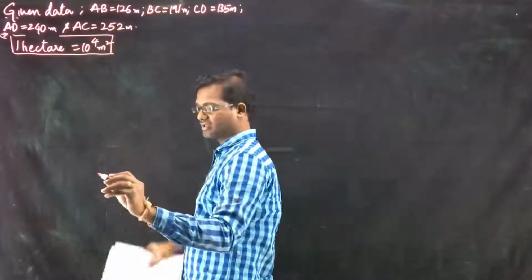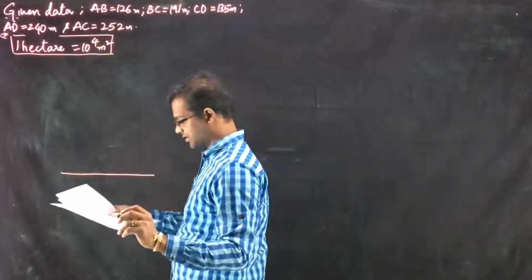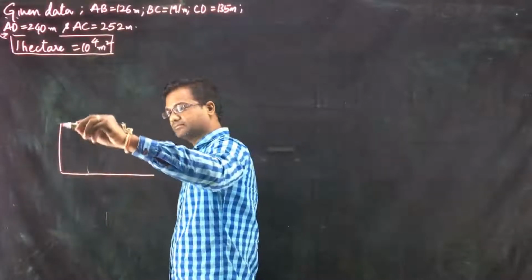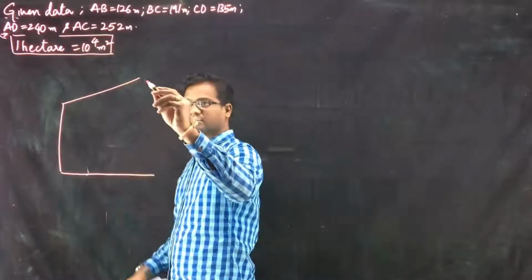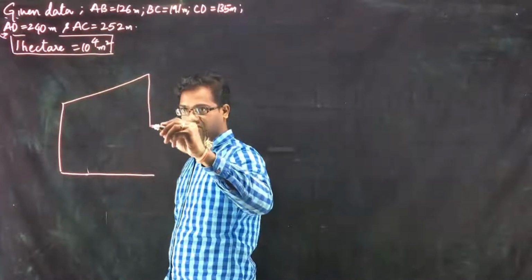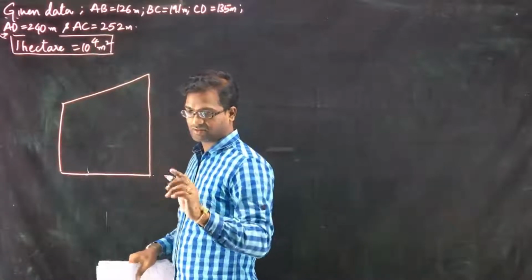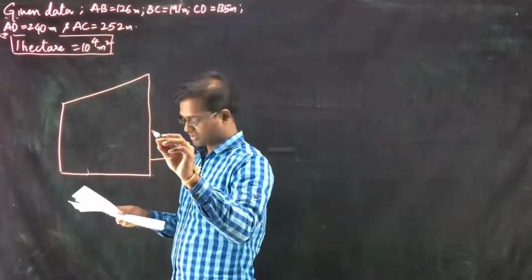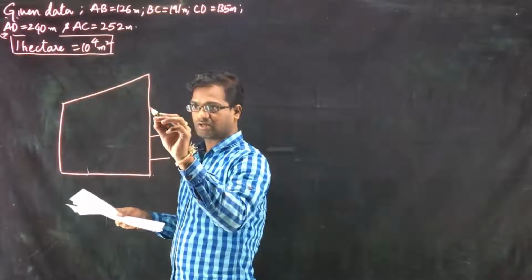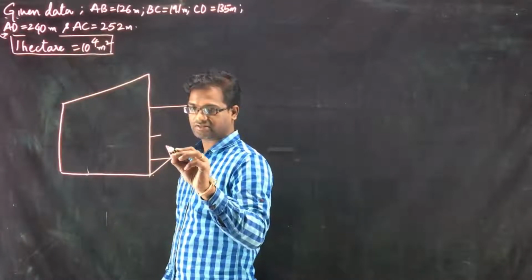You got AB and you got BC. Then you have CD, right? Then I've got this thing. Then the irregular boundary started. Then he said he got 3 offsets.